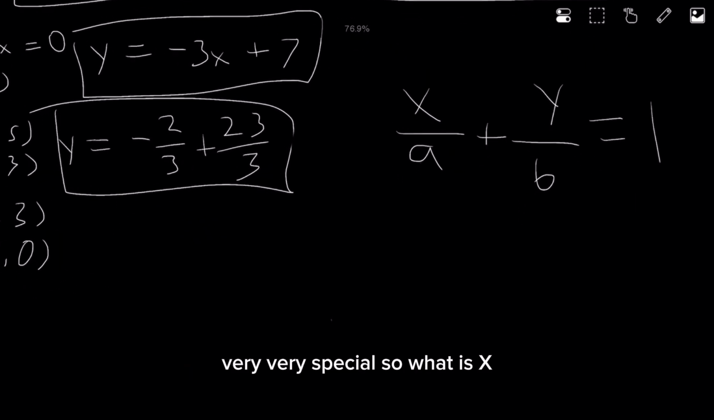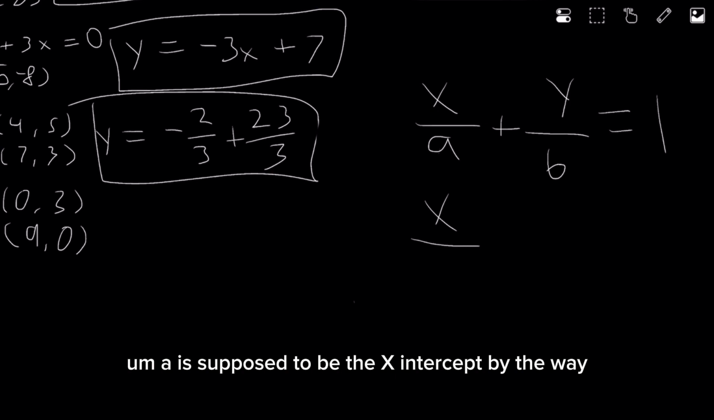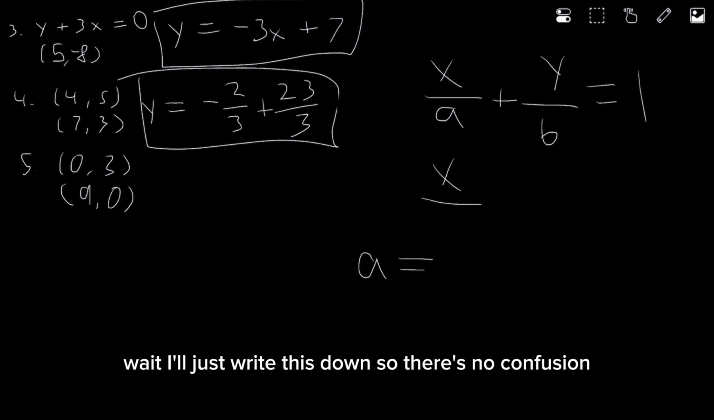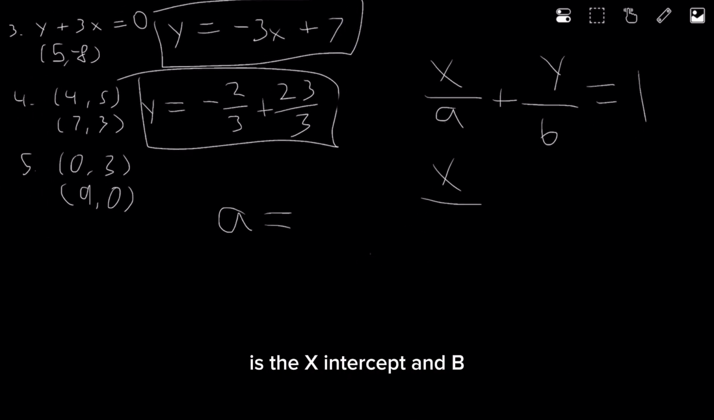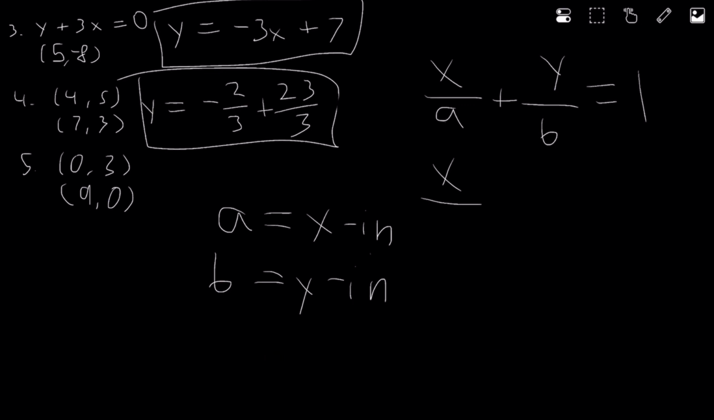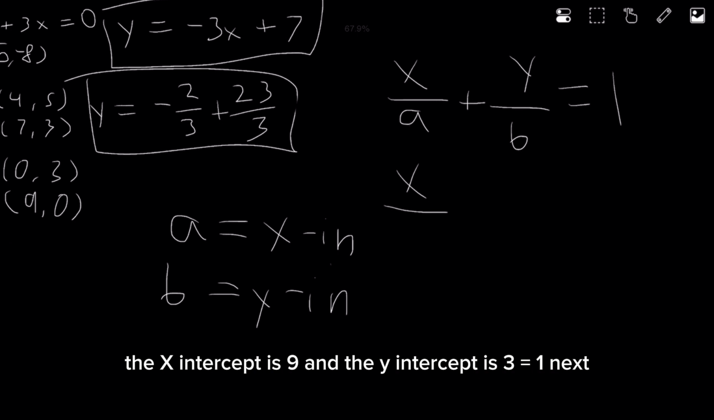Very special. So let's just substitute everything. a is supposed to be the x-intercept, by the way. The x-intercept is 9. I'll just write this down so there's no confusion. a is the x-intercept, and b is the y-intercept. So let's substitute everything. The x-intercept is 9, and the y-intercept is 3, equals 1.